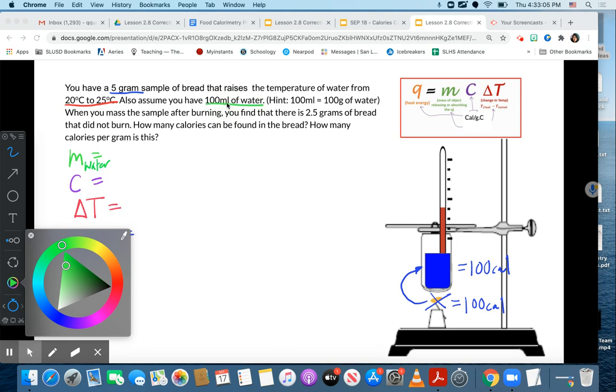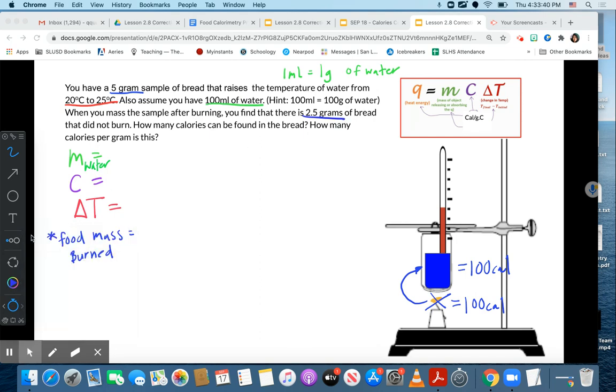You might have learned in your previous science classes that 100 milliliters of water is just 100 grams of water. Both of these are exactly the same. So if I have 1 milliliter of water, that is going to be 1 gram of water. Kind of convenient, right? Then it says when you mass the sample after burning, you find that there is 2.5 grams of bread that did not burn. So here we're talking about the mass of food burned as well.